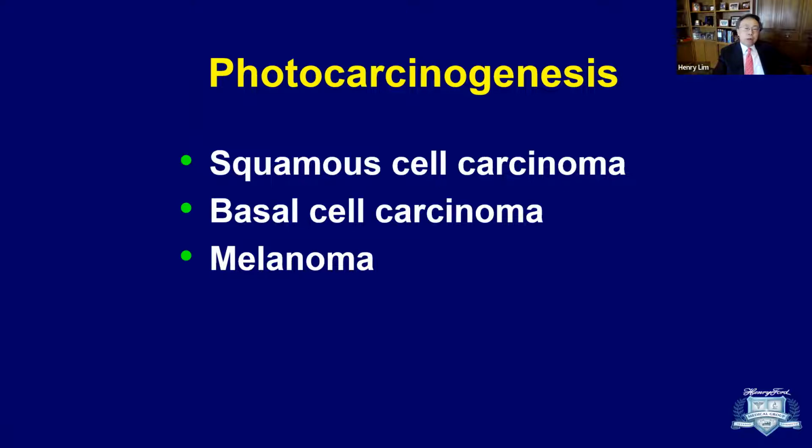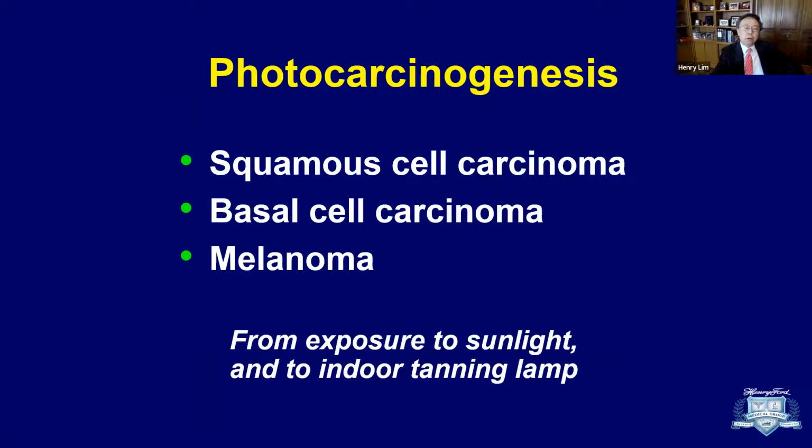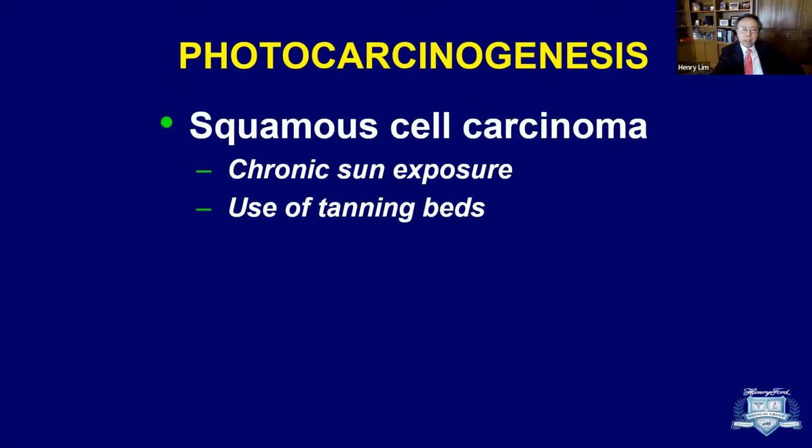A very well-known aspect of photoaging from sunlight is the development of skin cancer with long-term exposure. There's squamous cell, basal cell, and melanoma. These are the three main cancers, all of them related to exposure from sunlight and also from indoor tanning lamps.